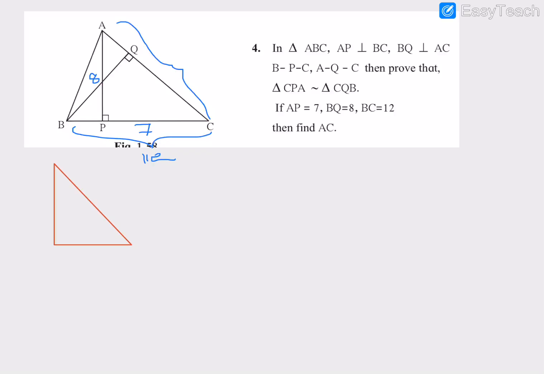So I am drawing this triangle CPA. I have just drawn that triangle out of these two triangles, so I am marking it CPA and 90 degrees at P. And now we have to draw the triangle BQC. So I have drawn BQC here and I am marking it BQC and 90 degrees at this point. So we have to prove these two triangles are similar, triangle CPA similar to CQB.